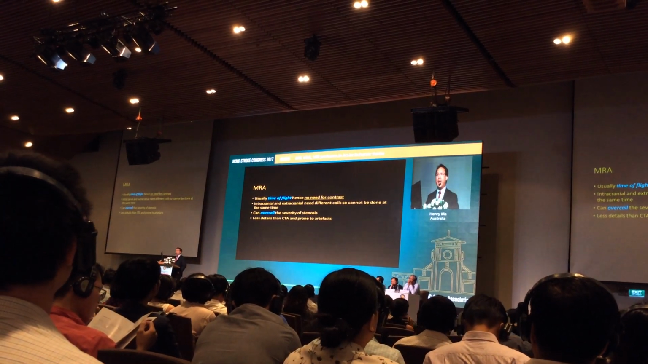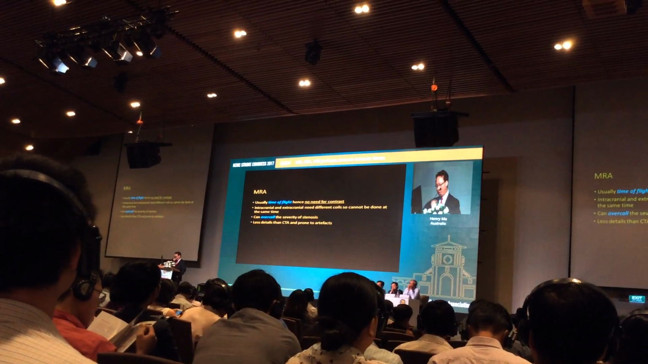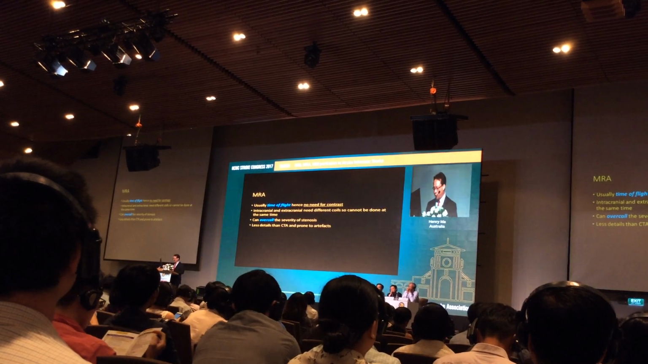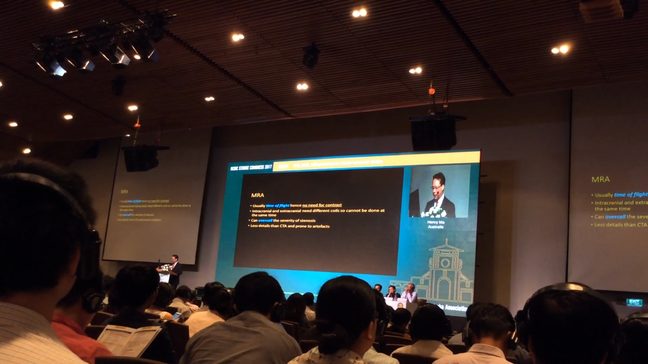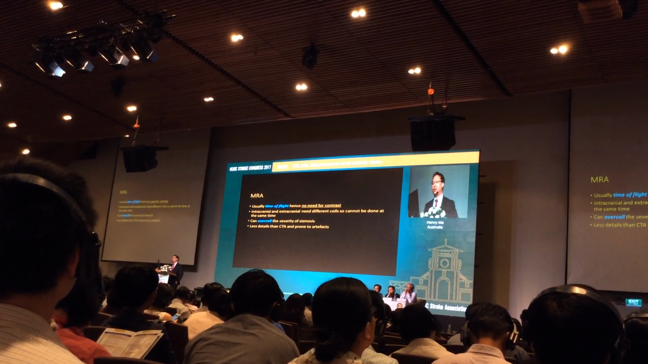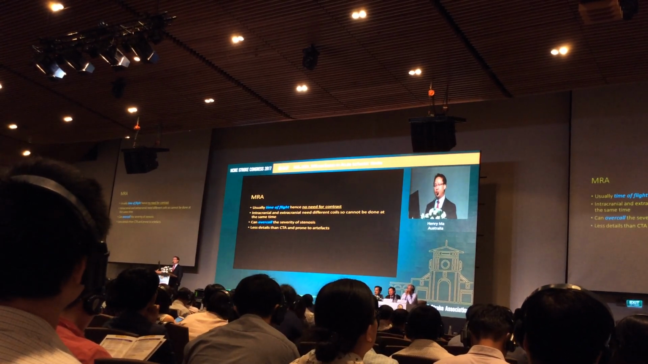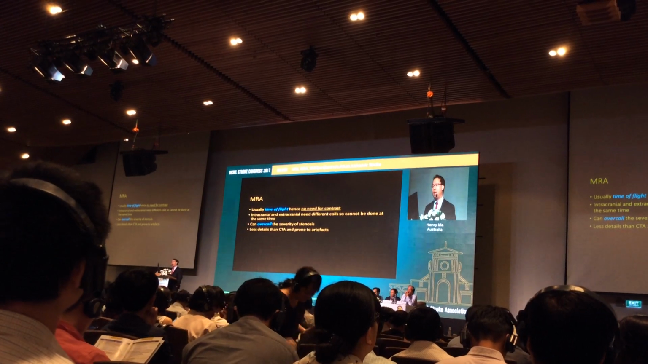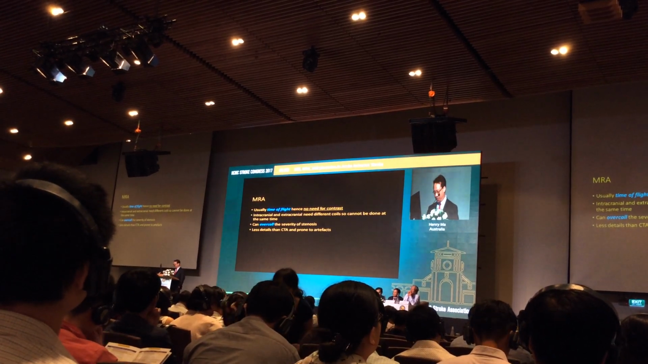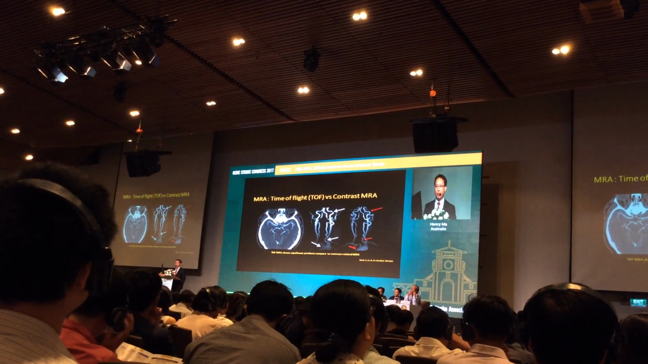And the next is MRI vessel imaging by MRI scan. So most of the time we use what we call time of flight. Time of flight means that you don't need contrast. However, it does have a shortcoming compared to contrast MRI. It's more prone to artifacts. I'll show you in this sequence.